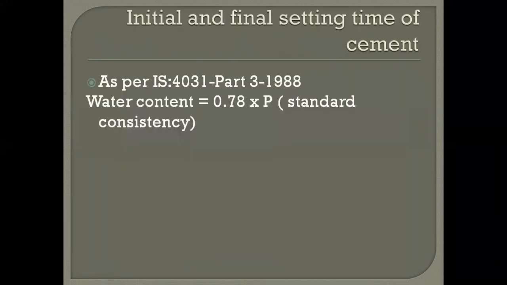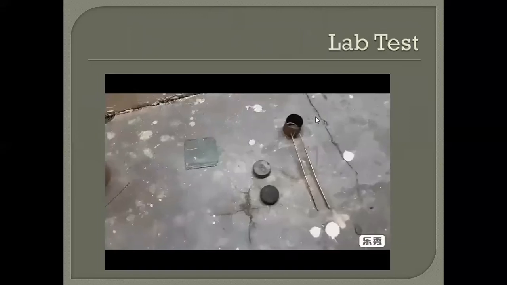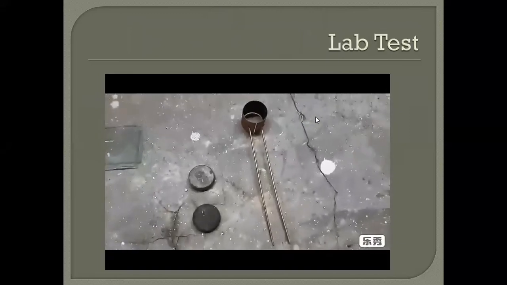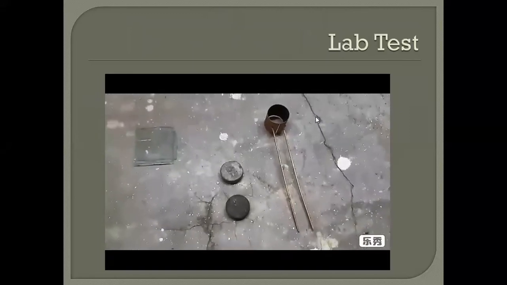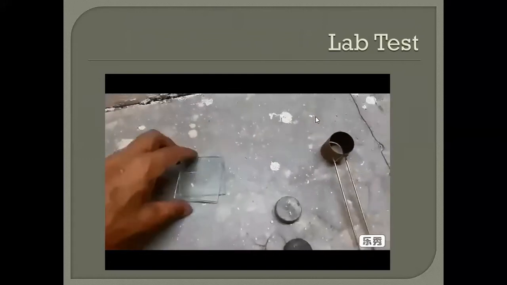The water required to check the soundness of cement is equal to 0.78 times P, where P is the standard consistency value. This water content is required as per IS 4031 Part 3, 1988. This is the Le-Chatelier apparatus we have. Here you can see the two weights and two glass plates.